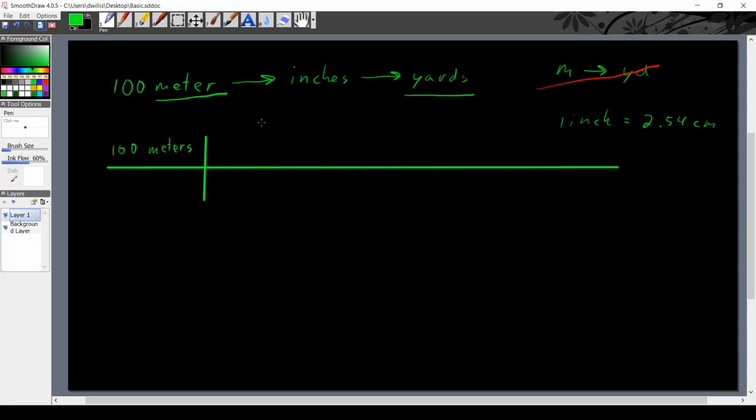Now, the first thing that we need to do, we can't convert that. Our conversion factor happens to be centimeters to inches, which means the first thing I need to do is get meters into centimeters. Well, I happen to know that 1 meter is equal to 100 centimeters. All right, and so at that point our meters will be eliminated and we will be in centimeters. That is actually going to be our remaining unit at that point.